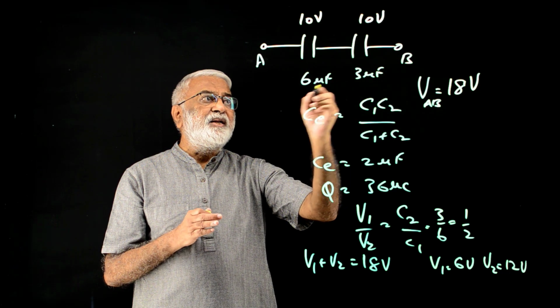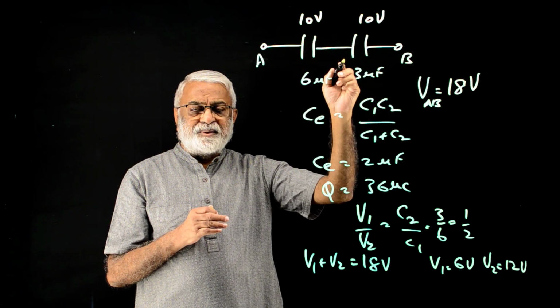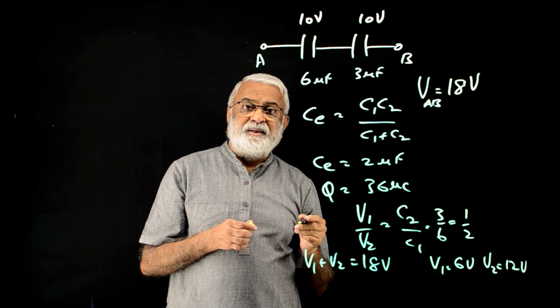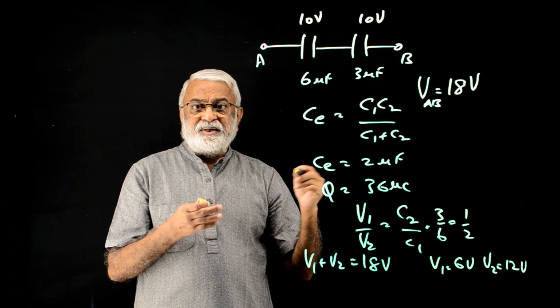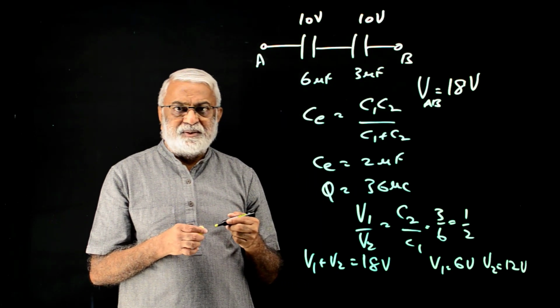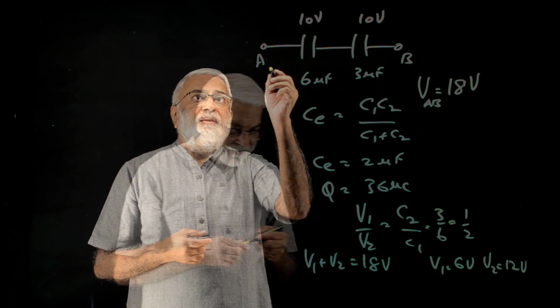If it were equal capacitors, 6 and 6 microfarad, then you could have added up 20 volt, because then each would have the same potential difference. But if capacitors are unequal, you need to do a calculation. So this is something to learn about series capacitors.